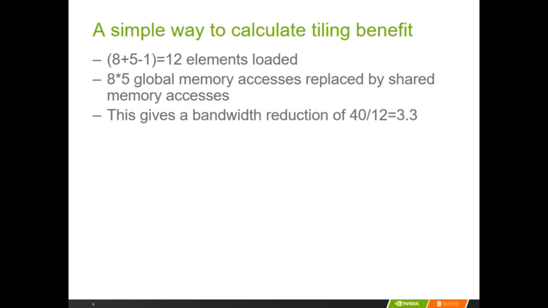And then in the untiled version, we will have 8 output elements, and each one will be doing 5 global memory accesses. So there are 40 memory accesses that are replaced by shared memory accesses. So we converted the original 40 global memory accesses into 12 global memory accesses into the shared memory. So this gives us a bandwidth reduction of 40 over 12, which is 3.3.